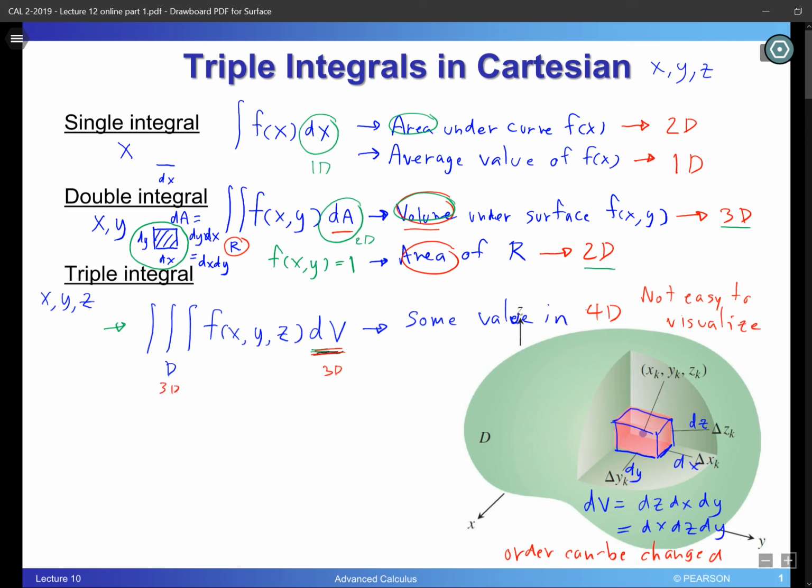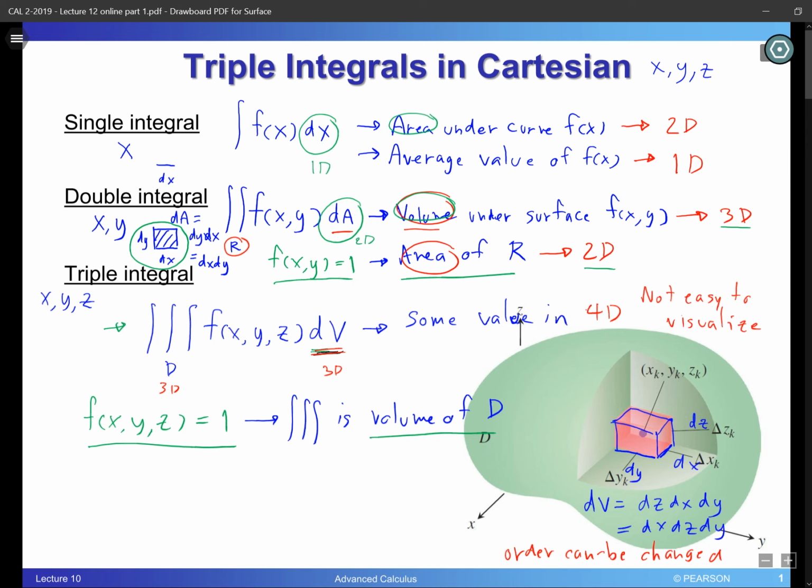Okay. All right, and let's add one more. Just like in double integrals, we can set f(x, y, z) to be equal to 1. If we set f to 1, then the triple integral is going to be the volume of the domain. Just like up here, you set f to 1, it becomes the area of the domain. Now you set f to 1, it becomes the volume of the domain, with just one more dimension than the double integrals.